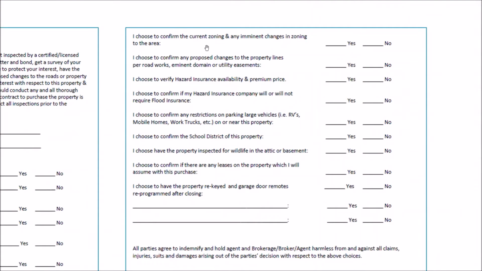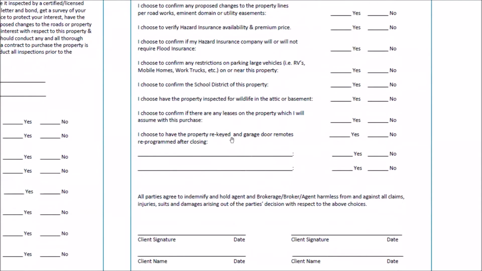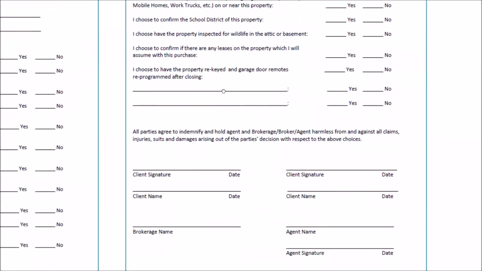Check, confirm current zoning and any imminent changes. Confirm any proposed changes to property lines, eminent domain, utility easements, hazard insurance, flood insurance. Can I park large vehicles like RVs or work trucks? School district, wildlife, are there any leases on the property? So forth and so on.